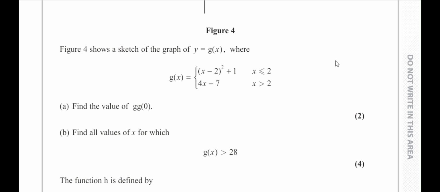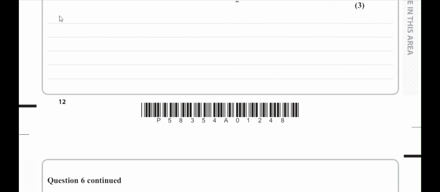Here our strategy should be, first we will find g of 0 by putting 0 in place of x in the first function. Then based on what we get, we will determine whether that value should go into the first function or the second function. So first let's find out g of 0.